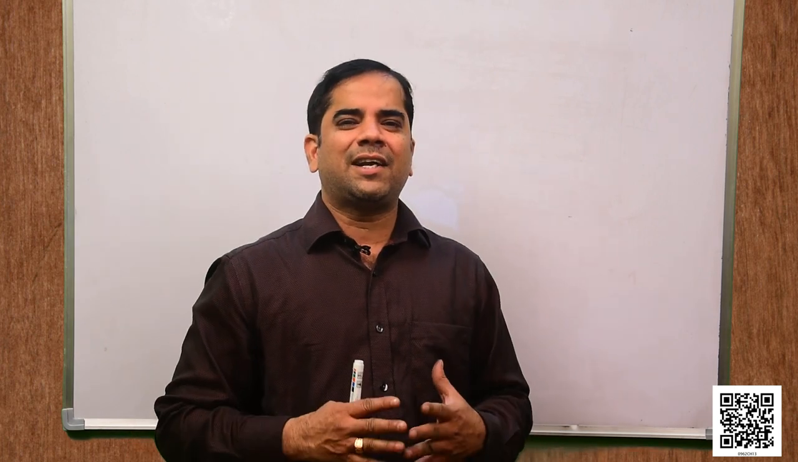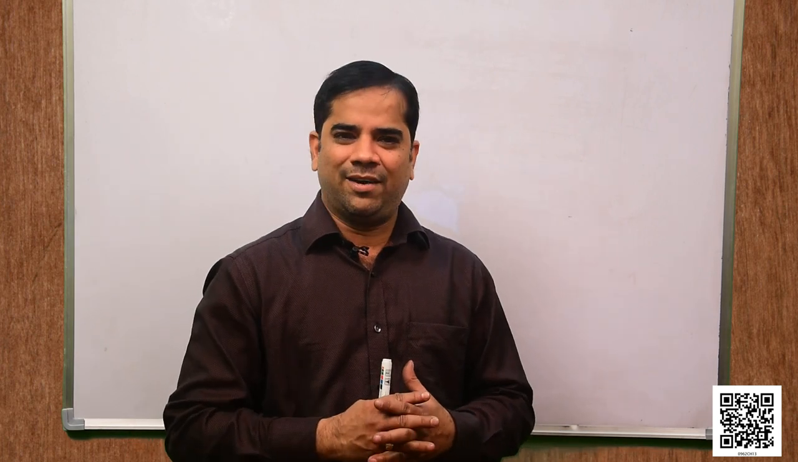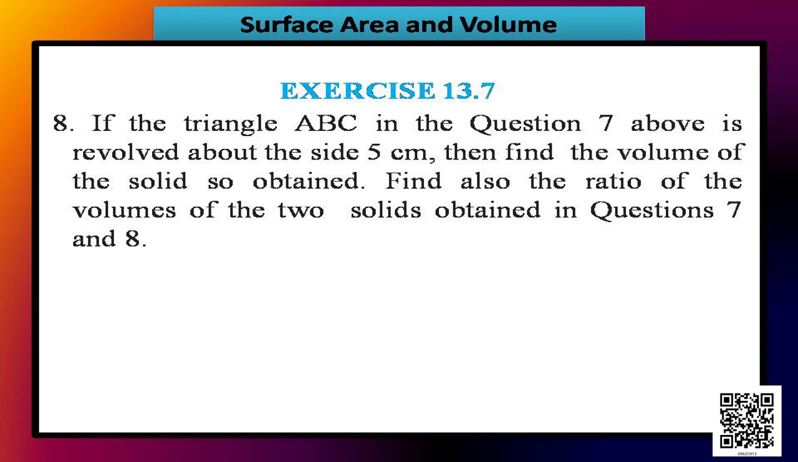So, students, let us now solve question number 8. It says, a right triangle ABC with sides 5 cm, 12 cm and 13 cm is revolved about the side 5 cm. Then find the volume of the solid so obtained. Find also the ratio of the volumes of the two solids obtained when we revolve the triangle about side 12 cm and side 5 cm. So, let us solve the question.